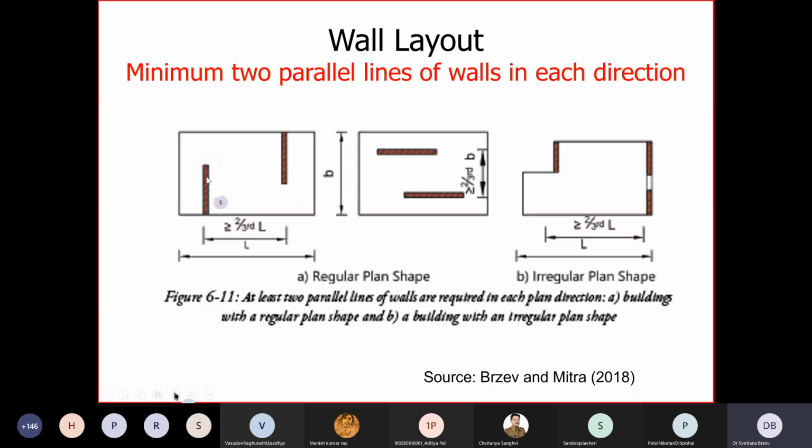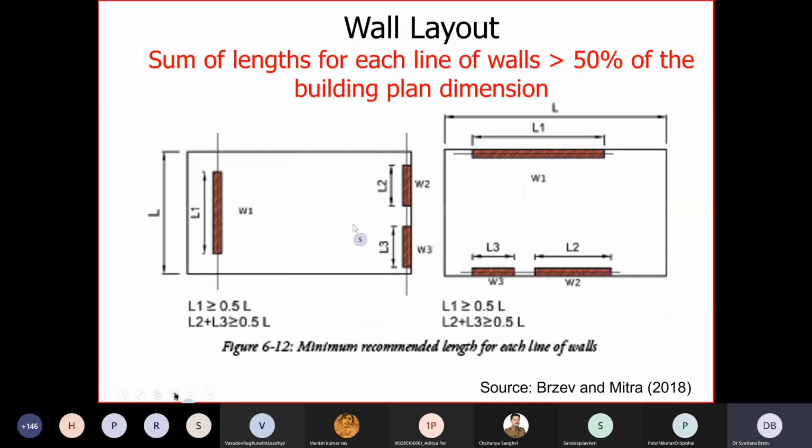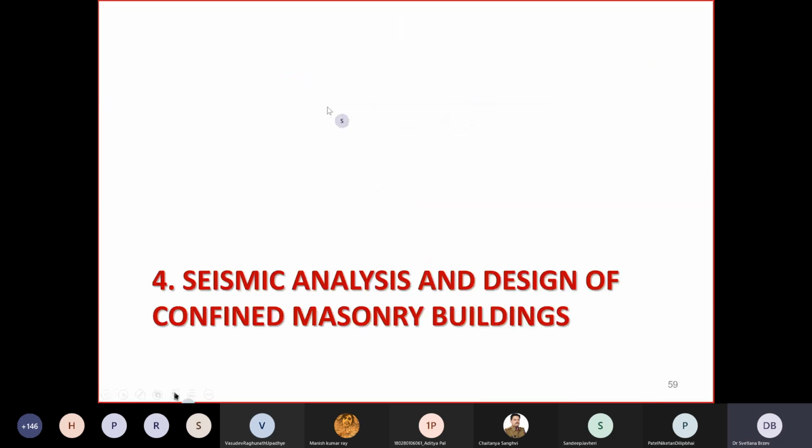What is important for any masonry structure, including confined masonry, is to have at least 2 parallel lines of walls in 2 directions, and that is what is shown here. Secondly, if there are walls with openings, the total length of the walls along one grid line should be at least equal to 1/2 of the length of that side of the building. Let's say this is a length L, so this single wall, its length needs to be greater than 0.5 L, and similarly the sum of the lengths of W2 and W3 needs to be also greater than 0.5 L. So these are some rules. There are more, and in that publication you can find some more rules.